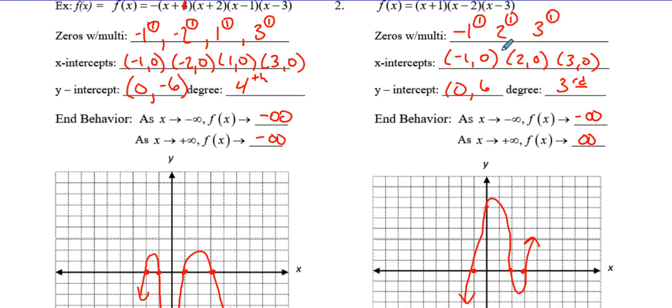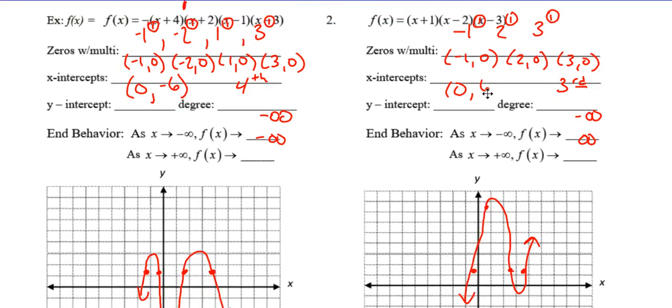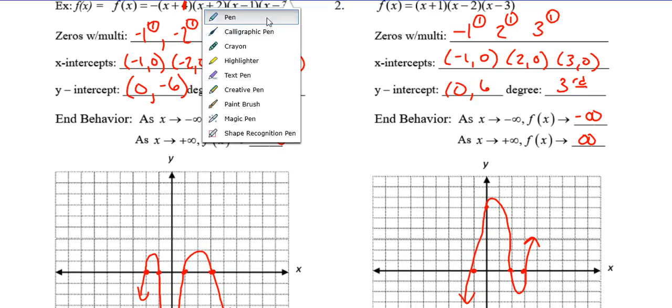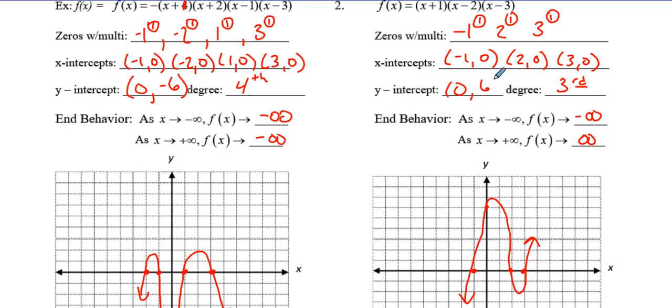Okay, so here you should see the answer to number 2. We're here with a -1, and again, all these multiplicities are 1. So -1, 2, and 3 are your x-intercepts. Y-intercept, let me just fix that parenthesis. Alright, so 0, 6, third degree, -infinity, infinity.